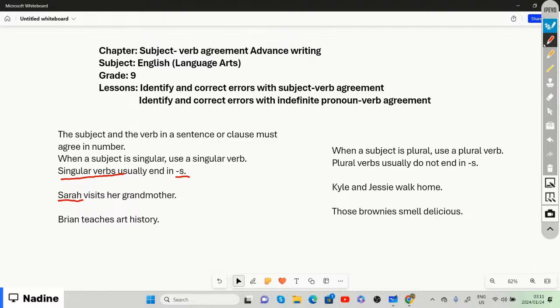Which means that we say that the singular subject needs to agree with a singular verb. And we said a singular verb ends with S. So Sarah, being a singular subject, agrees with the singular verb which ends in S, and that is visits her grandmother.